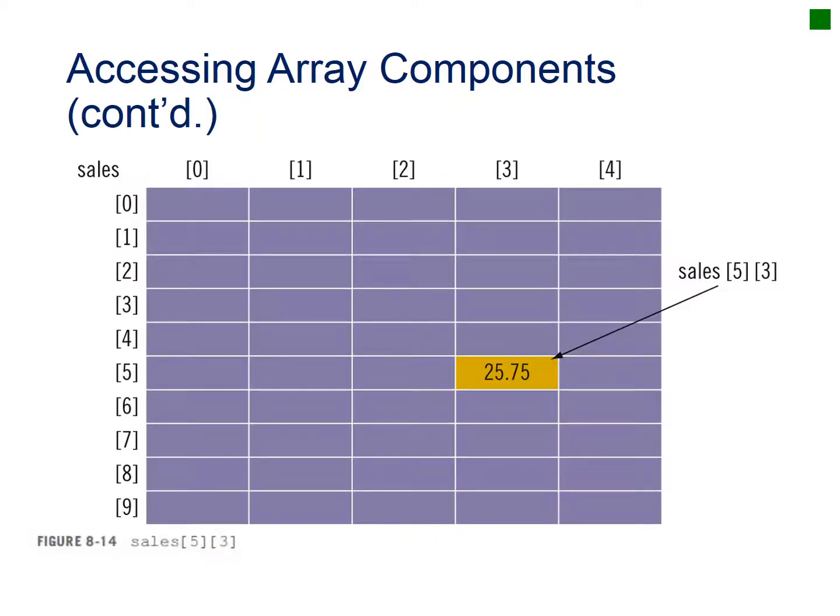Now, if we look at a picture representation, we would see for our array where we stored in sales[5][3], row 5, column 3, we will see the value 25.75.